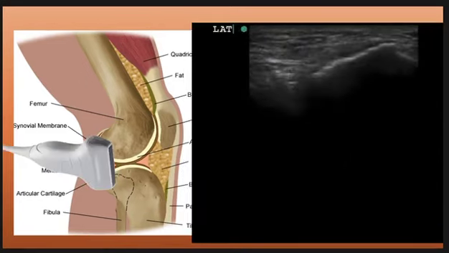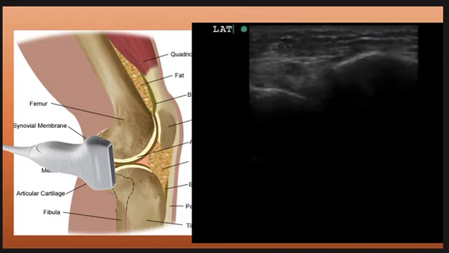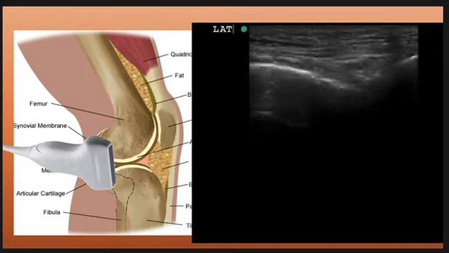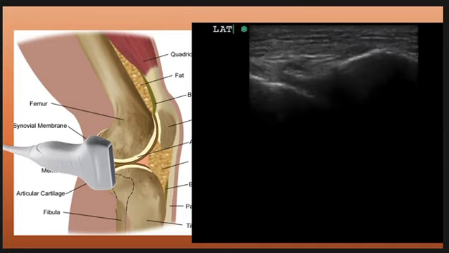Here is a lateral view of the knee. You're looking at the joint line between the femur and the fibula, and sometimes the tibia will sneak in, but you can see it looks a little bit like a divot.